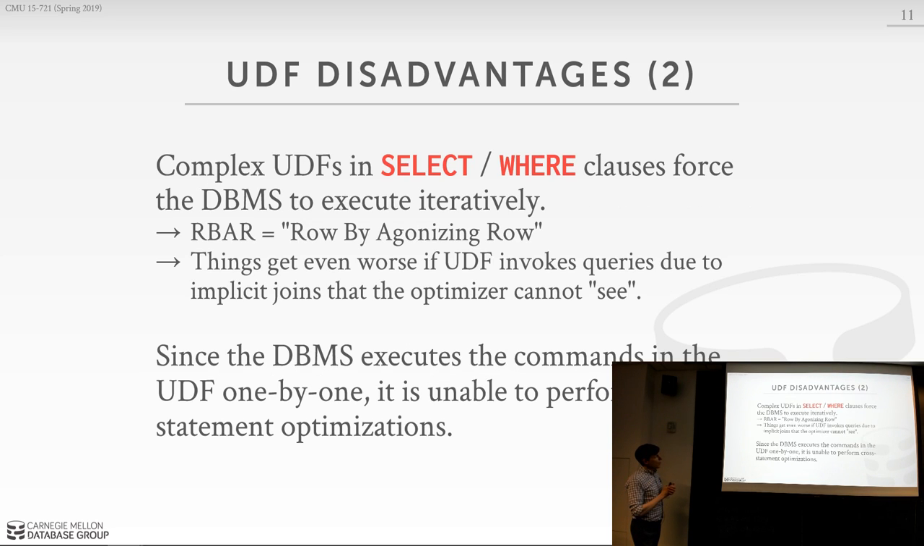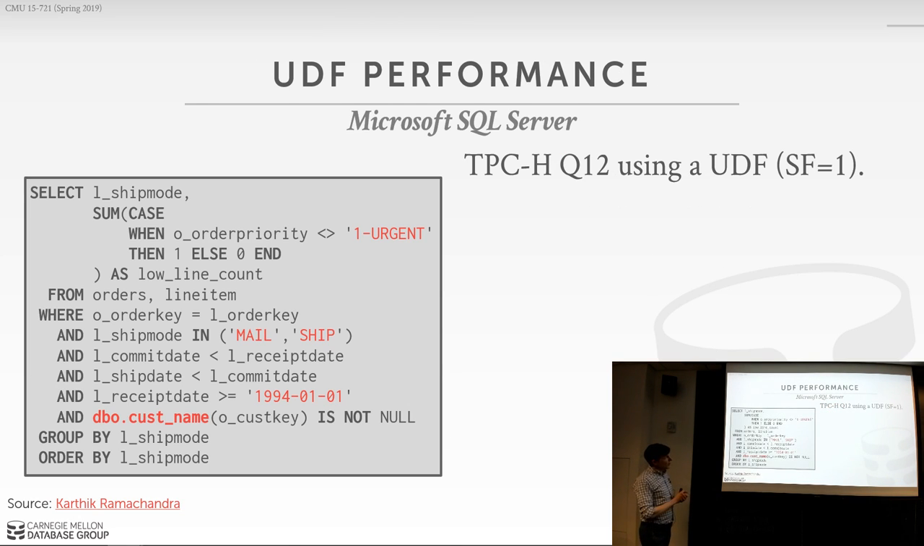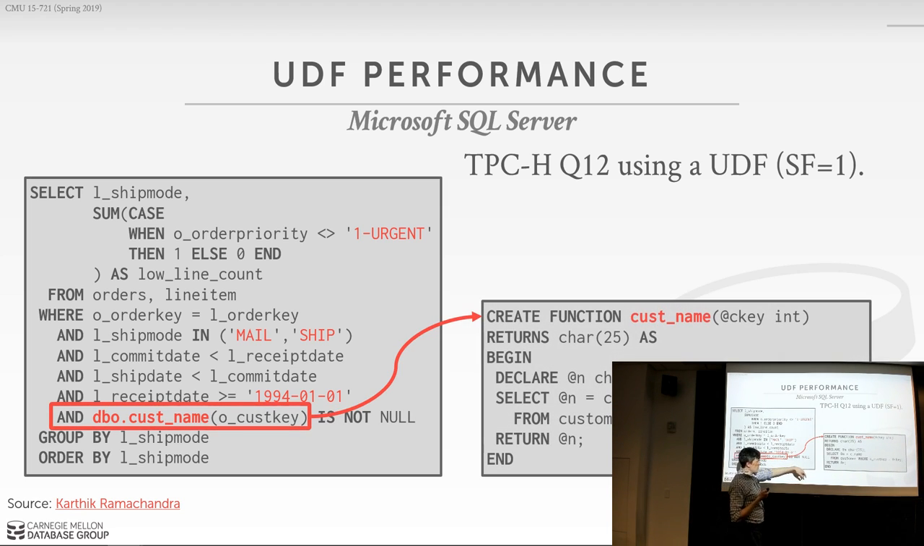So how bad is it? This is an example from the guy that wrote the Froid paper. He sent me his slides. This is TPC-H query 12, and they modified it to have a user-defined function. They're going to do a lookup for the customer and grab the customer name from the key. So this is invoking the simple function here, which just gets the customer key and does a lookup in the customer table. And as far as I know in TPC-H, every customer has a customer name, so this is always going to evaluate to true.